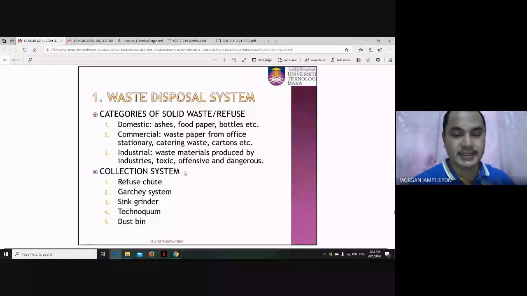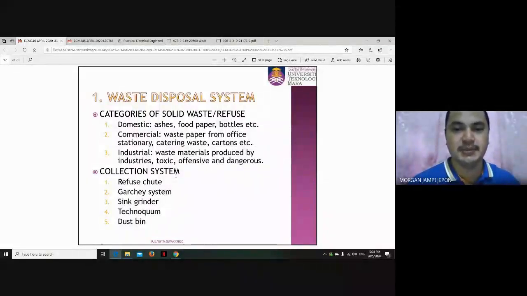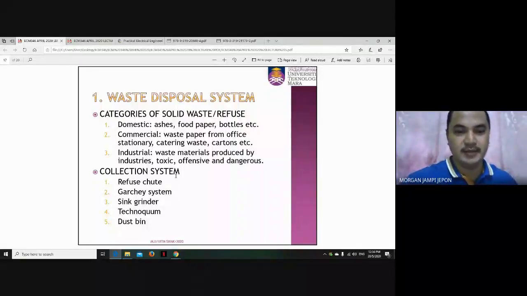And collection system in the building. Remember, for a very high building or multi-story building, we need a system so that we can dispose our waste without having to go down and then up again. So can you imagine you are bringing your waste by using lift, and then people smell your waste, they see you are holding that waste.